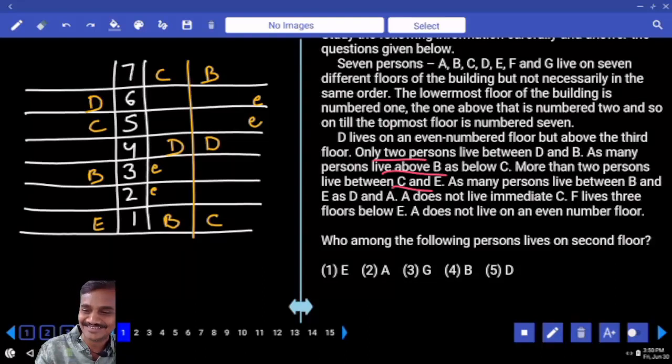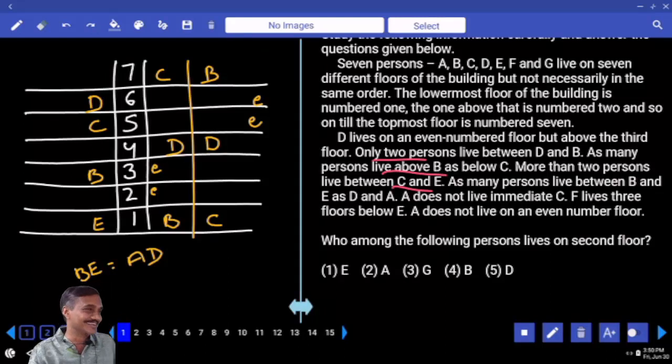Then as many persons between B and E, same as between A and D. Then A does not live immediate to C. A and C are not adjacent to each other. And F lives 3 floors below E. F is 3 floors below E. E cannot be here, E cannot be here, isn't it? Hence F lives 3 floors below E.